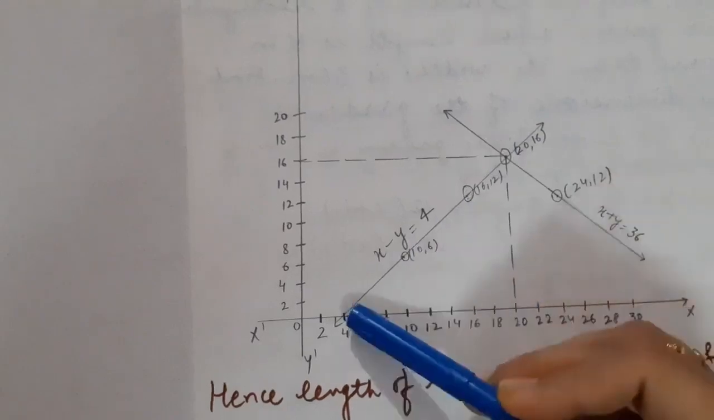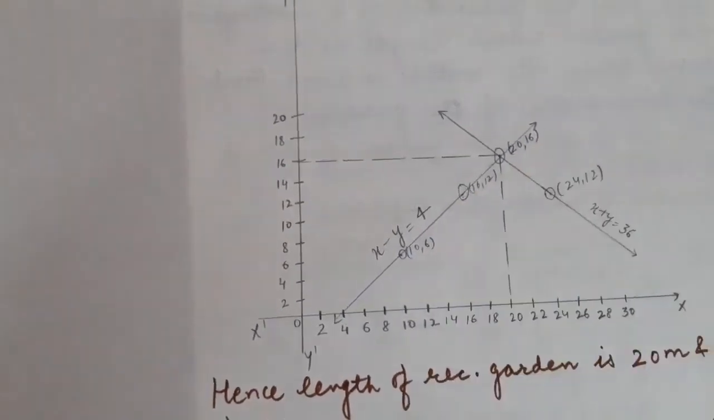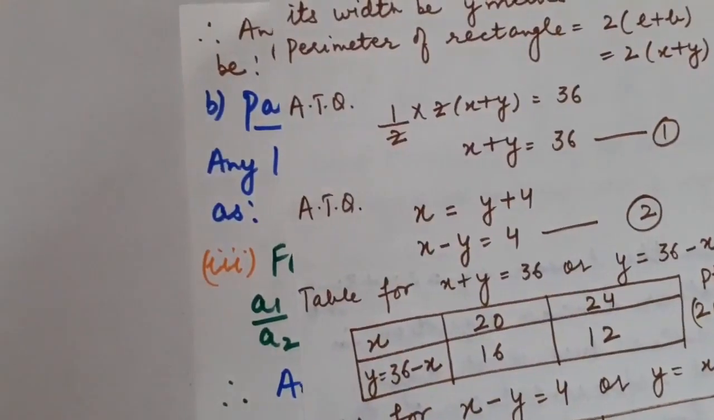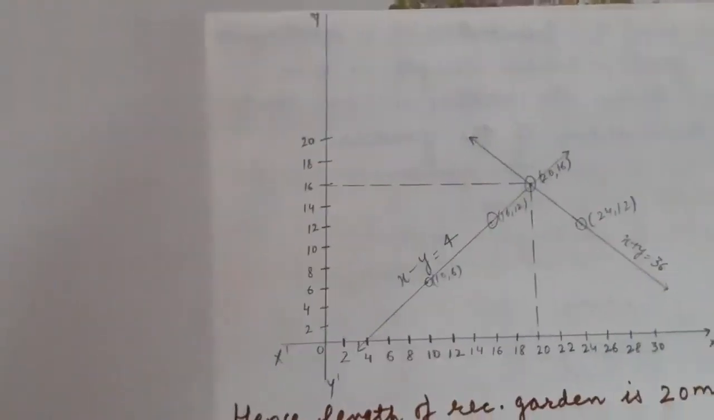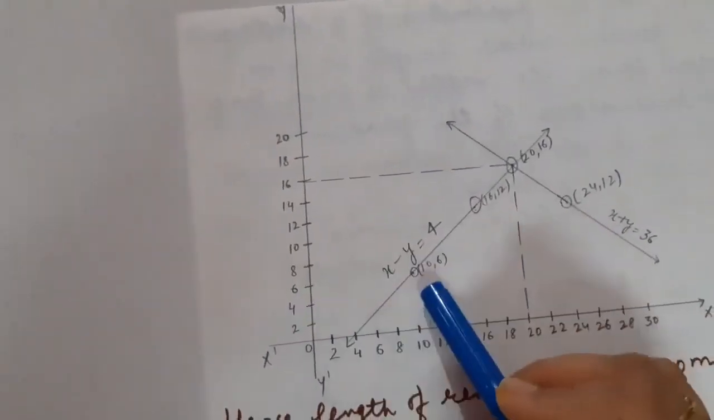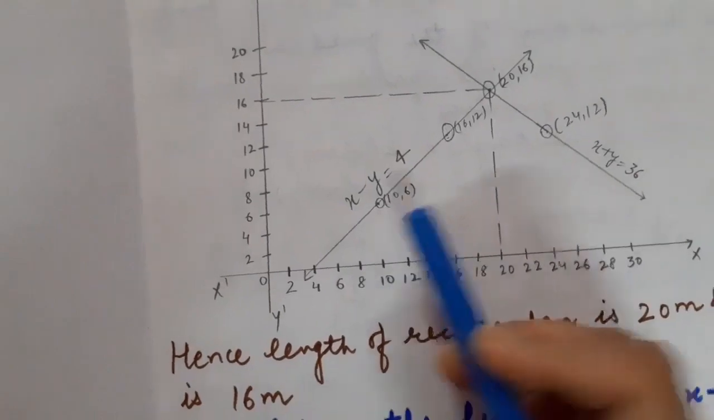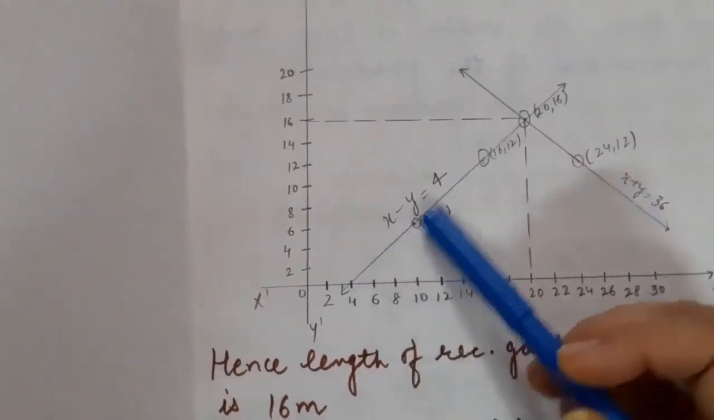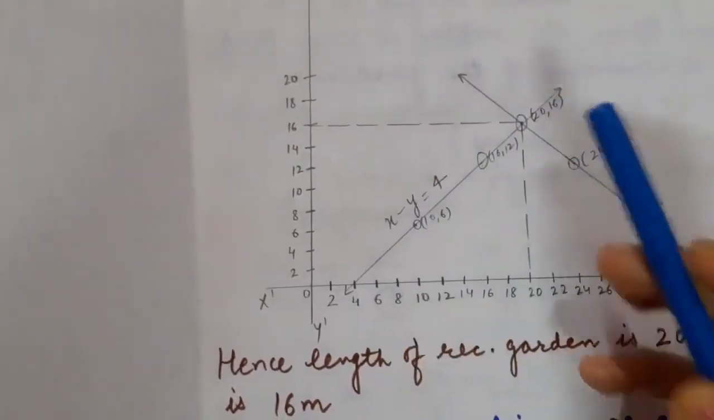Now again another line is formed. Look, you can see which were the coordinates. 10, 6 and 16, 12. 10, 6 will be here and 16, 12 will be here. Now again another straight line is formed.